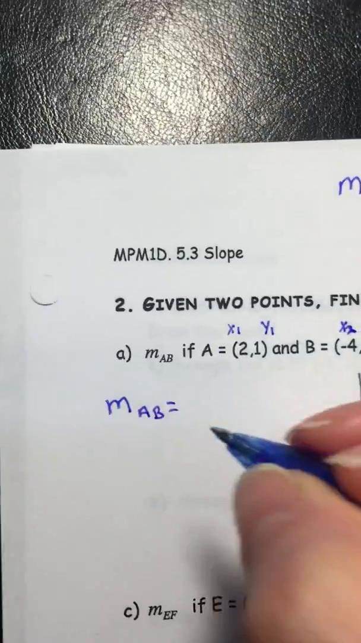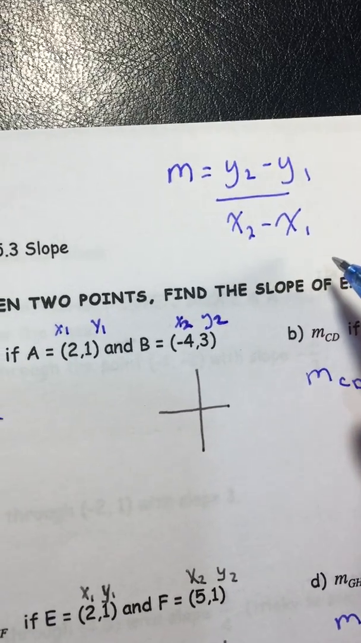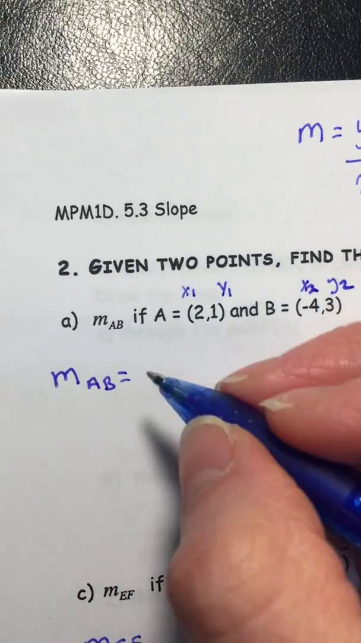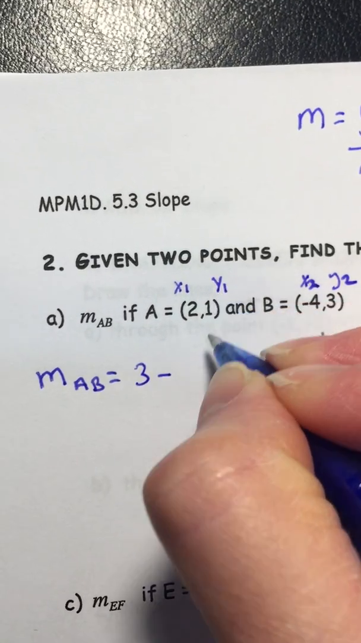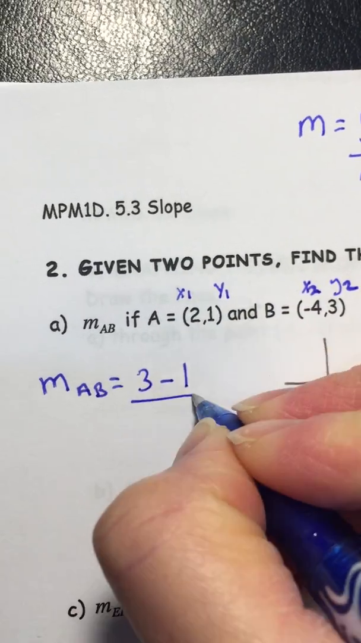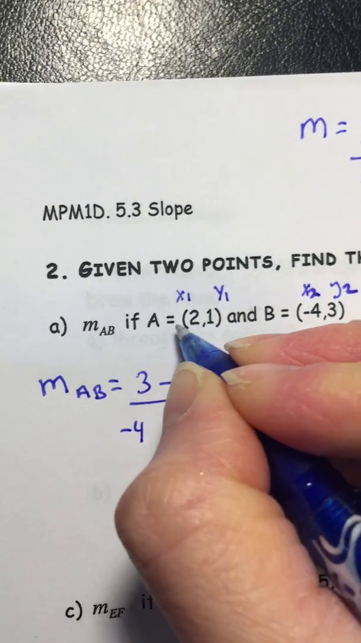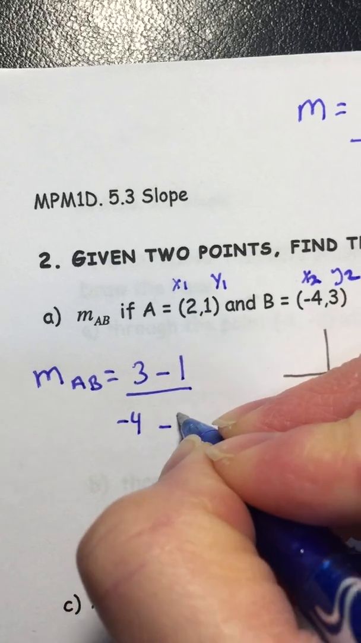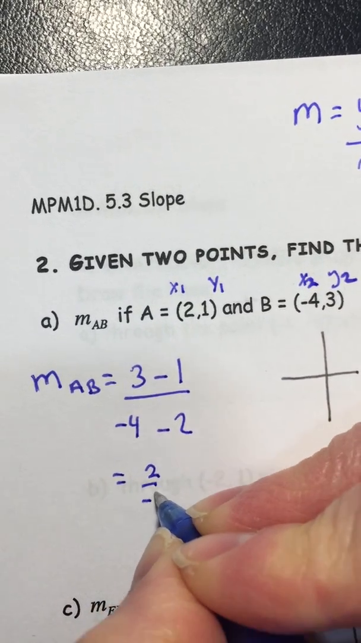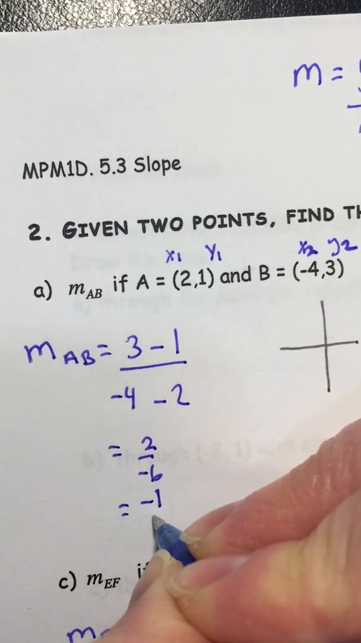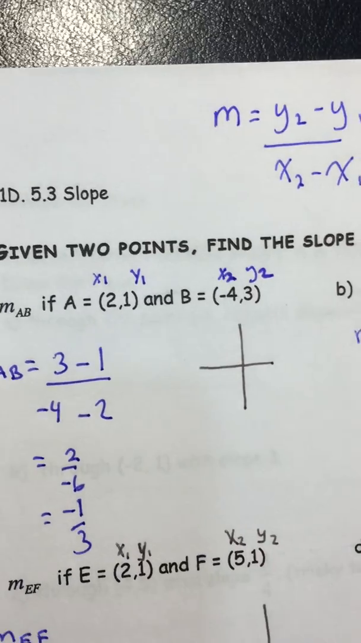Okay, we know slope in our formula is y2 minus y1 over x2 minus x1. So we just have to plug these two values in. y2 is 3. And I have to subtract y1, which is 1. And that is over x2, which is negative 4, subtract x1, which is 2. And so I'm going to get 2 over minus 6 or minus 1 over 3. That is the slope of that line joining those 2 points.